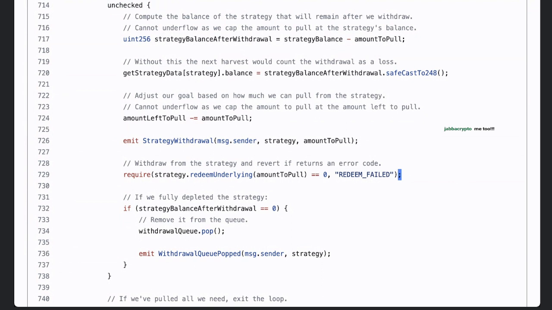So that's why we're checking if redeem underlying equals 0. We're basically saying if the error code is 0, meaning there is no error code, then we know that the redeem completed successfully. But in some cases, like if the market was overutilized and we couldn't redeem, instead of reverting there, it would just return an error code of like 32, and it would revert and fail here.